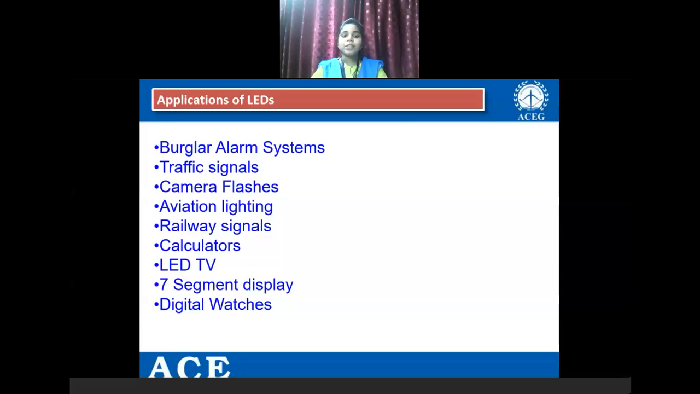In our 7-segment display also LEDs are used. Digital watches are there, and there also LEDs are used, where the digits are visible to us. Clear? All these are applications of LEDs. Apart from these, there are many more applications of our LEDs.